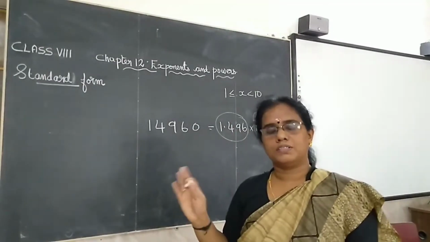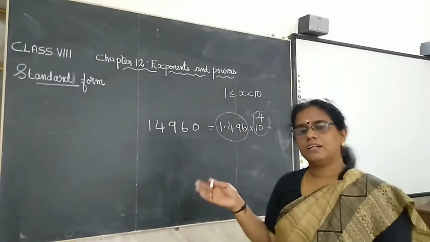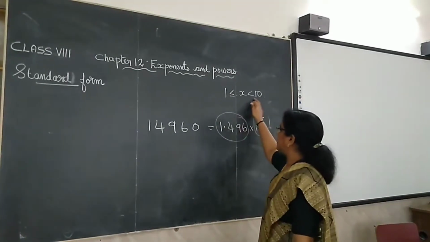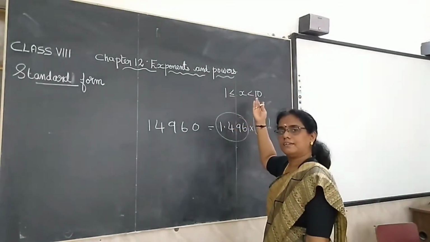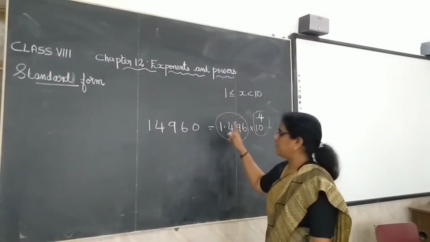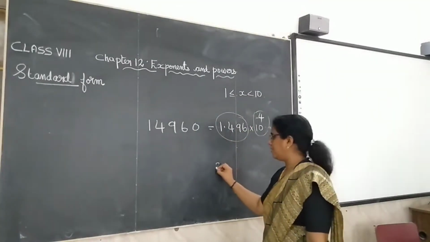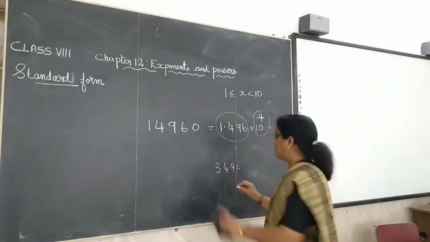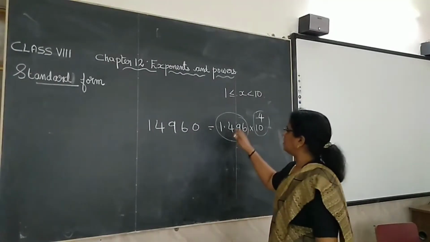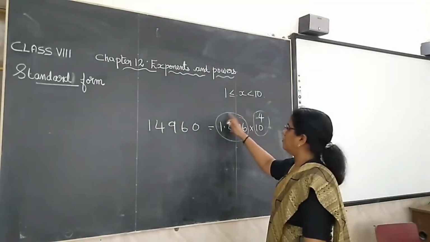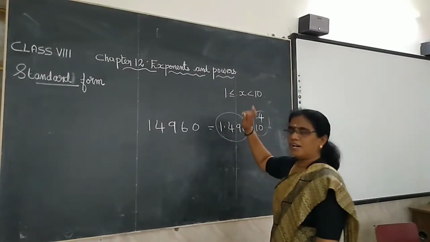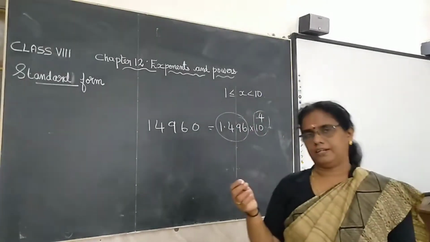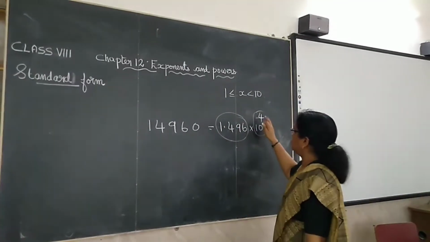So this part will be like 1.496, 1 point something, which is always less than 2. So it satisfies the condition of being less than 10. If you are writing 3.4 something, it is less than 4. So this number satisfies the condition that the first part is between 1 and 10, and the second part should be a power of 10, here 10 raised to 4.